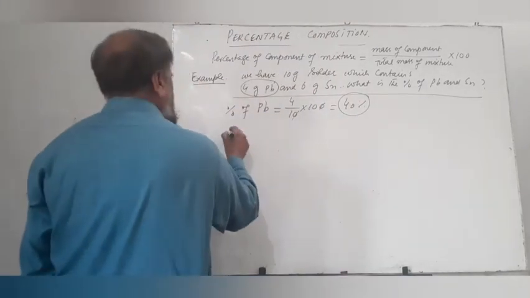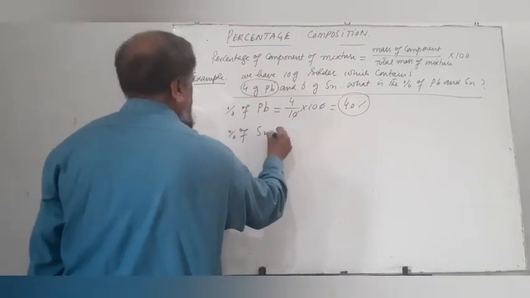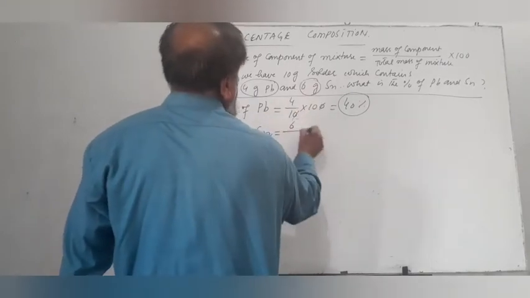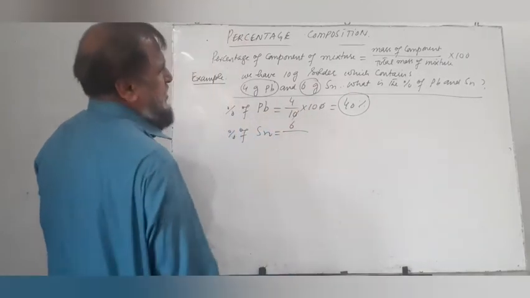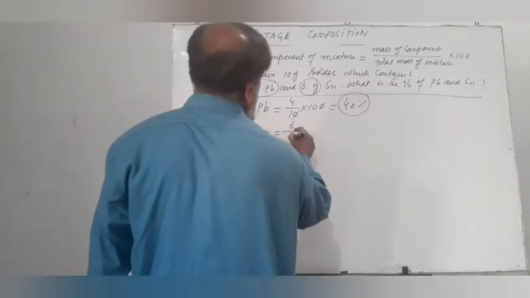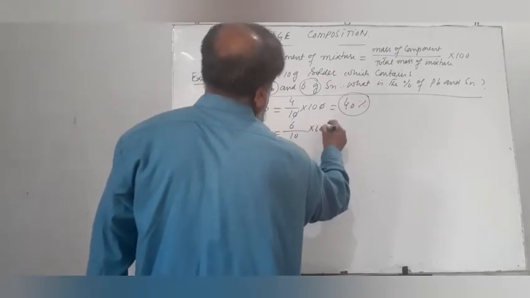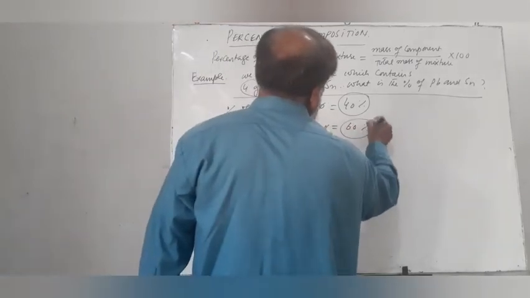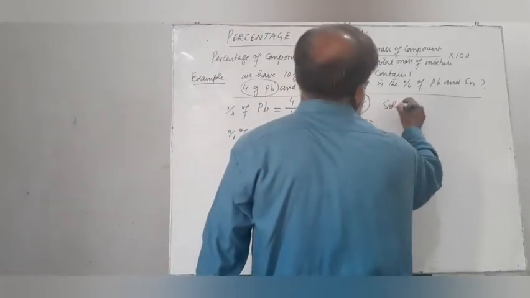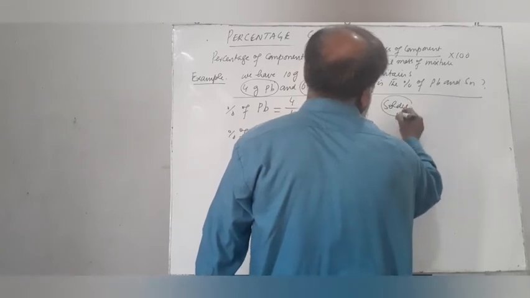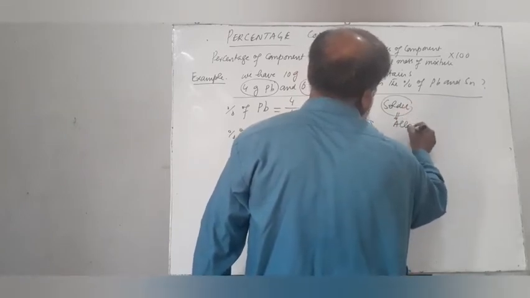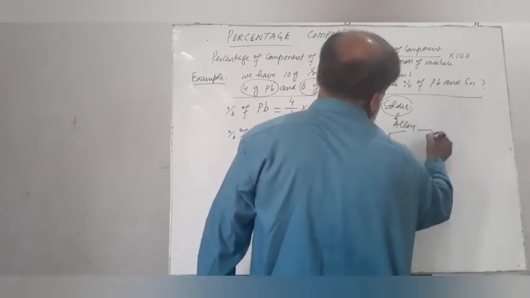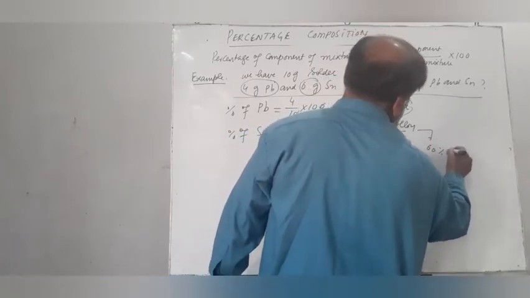The percentage of tin in solder is equal to mass of tin, which is 6 grams, divided by mass of mixture, which is solder. Mass of alloy is 10 gram into 100. We get 60%. The solder is an alloy which contains 40% lead and 60% tin.